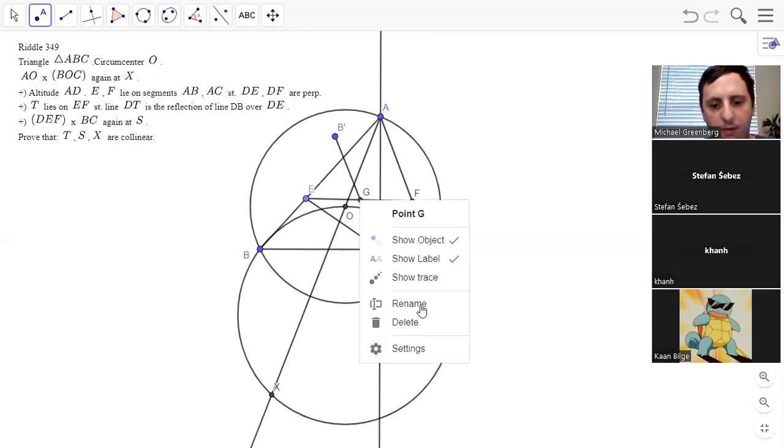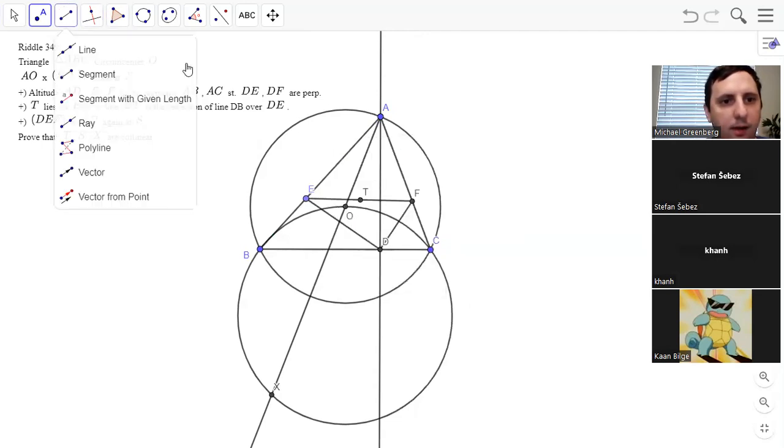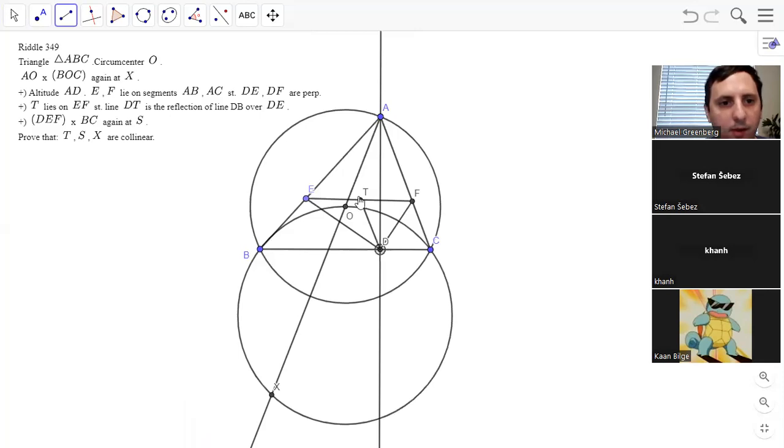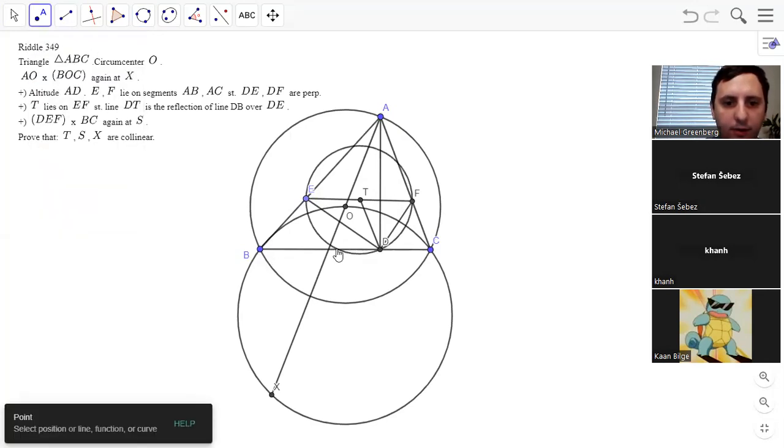So T, this is T. DT is the reflection of DB over DE. Okay, so this is like an angle bisector. And then we draw the circumcircle DEF, and it intersects BC again at S. And we want to show that T, S, and X are collinear.